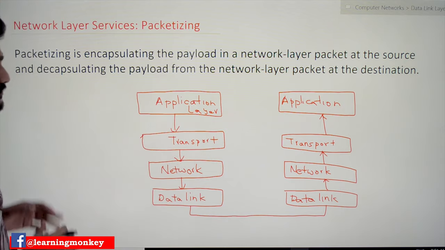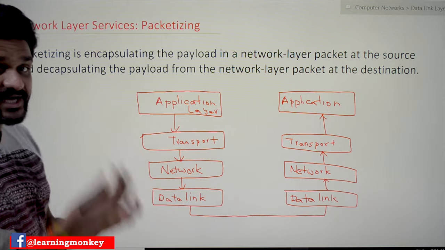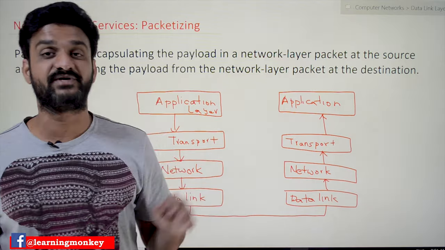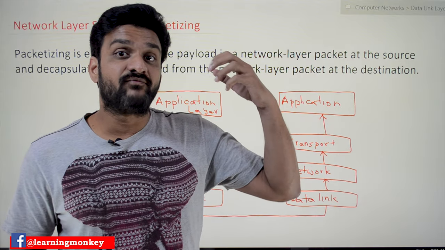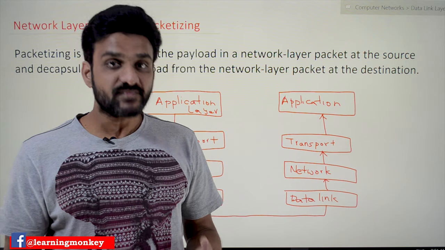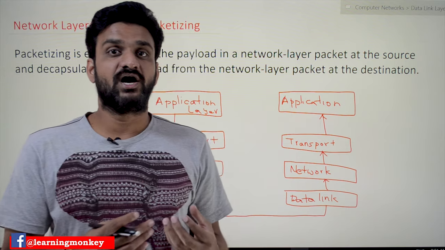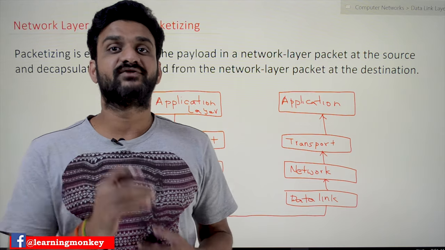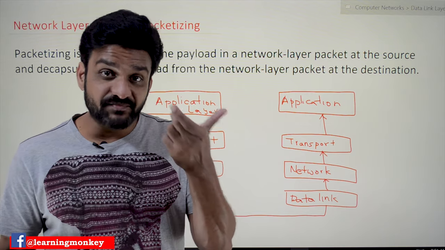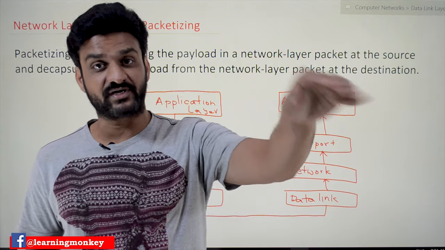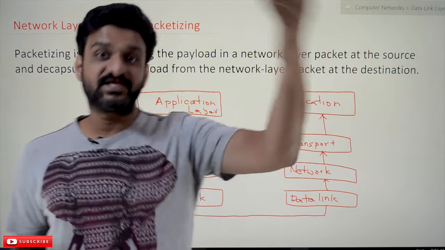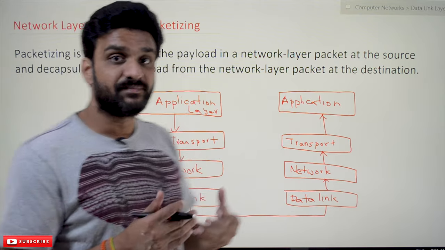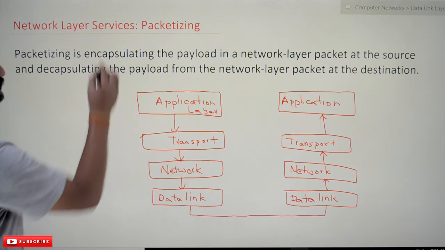Now, what happens when the application has some message to send? A message is the data to be transmitted to the server where the processing has to happen. For example, if you open Google and search for the computer networks course, that keyword is the message that has to be transmitted to the Google server. For that search, the response has to be sent back to the client machine.